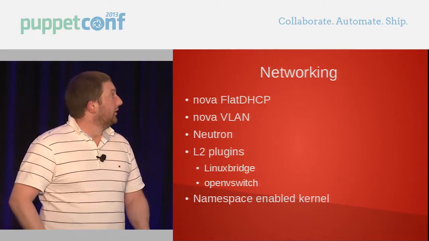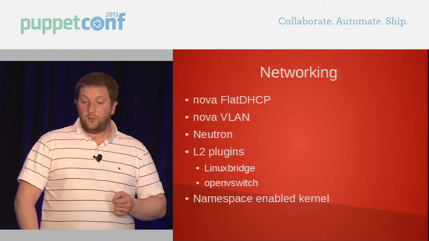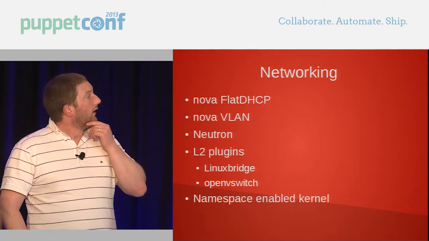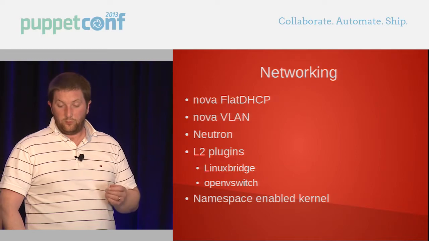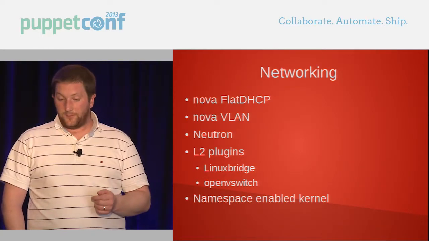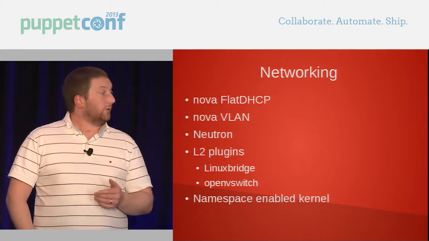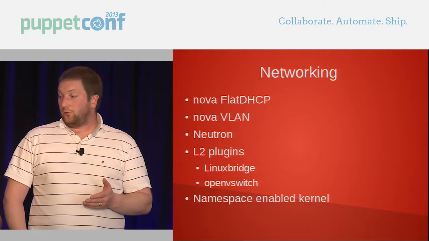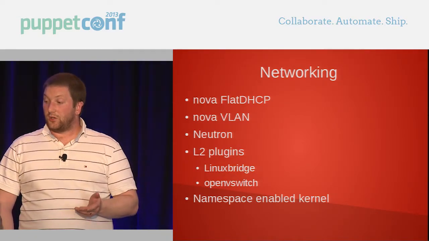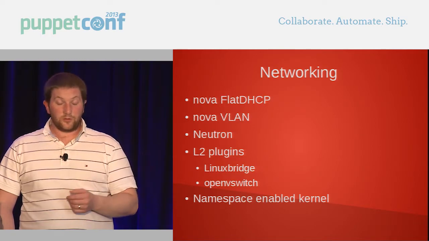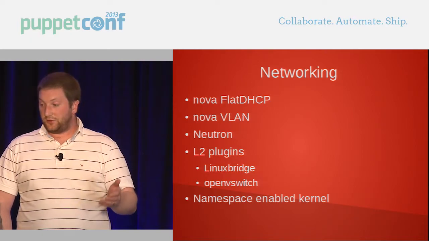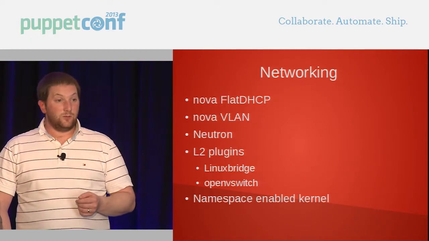Networking, there's a few options in networking. The first one we supported was Nova Flat DHCP, which was probably the one most people would have used initially in OpenStack. Then we've added Nova VLAN, and we've recently added Neutron, which we support. In there we support 2 Layer 2 plugins, Linux Bridge and Open vSwitch. If you're installing on RHEL, when Packstack runs, it installs a namespace-enabled kernel as well.